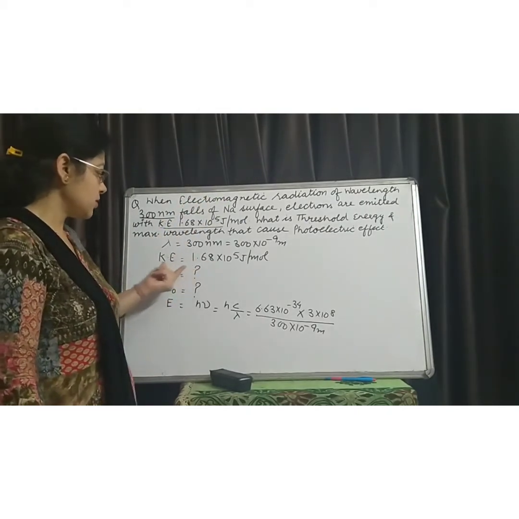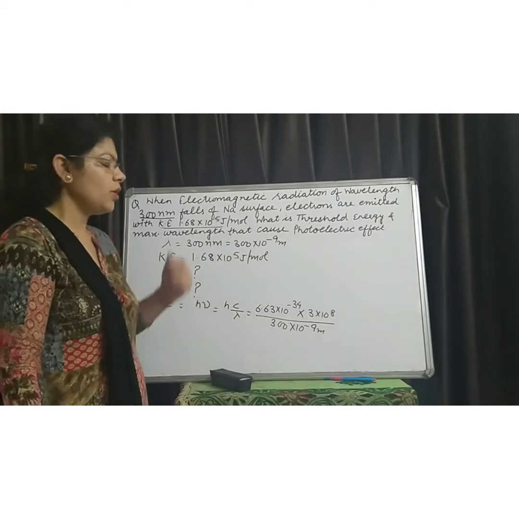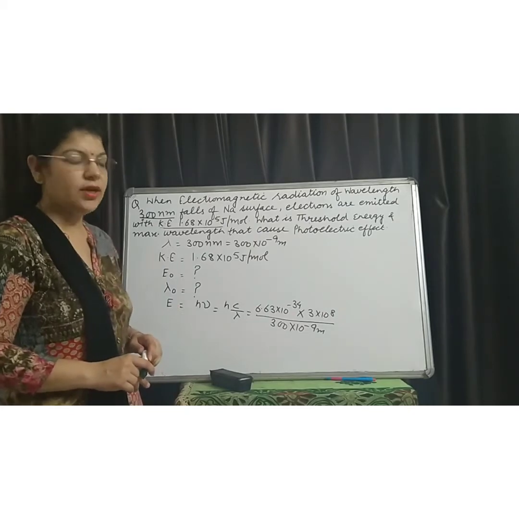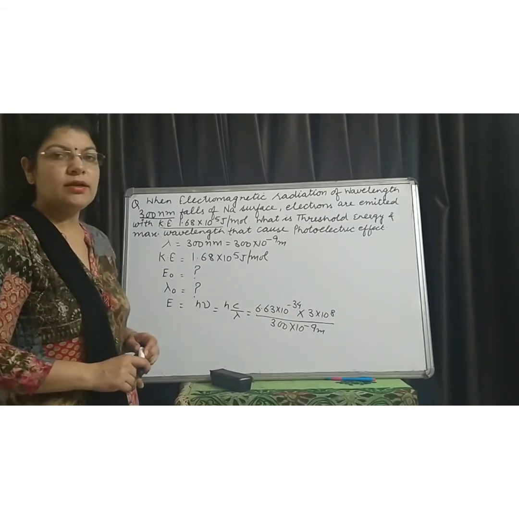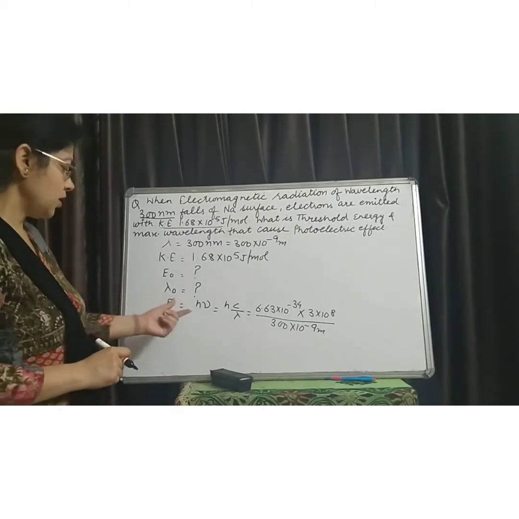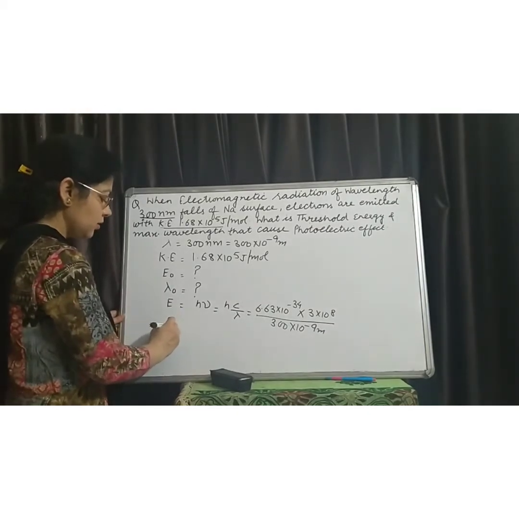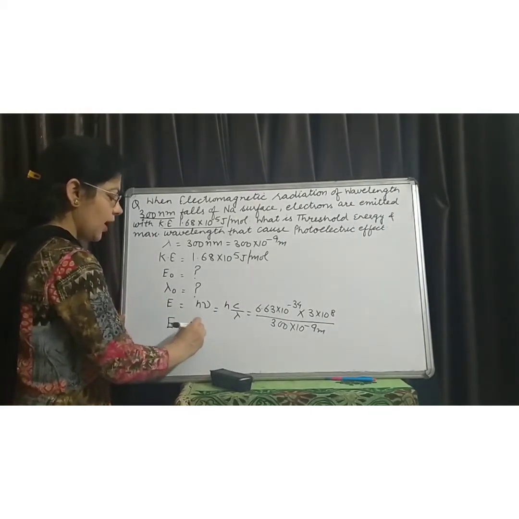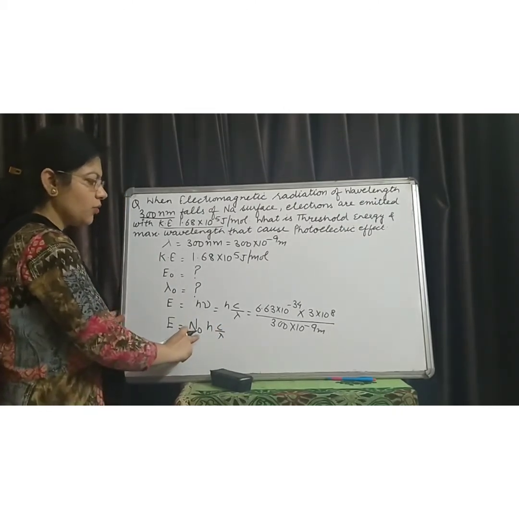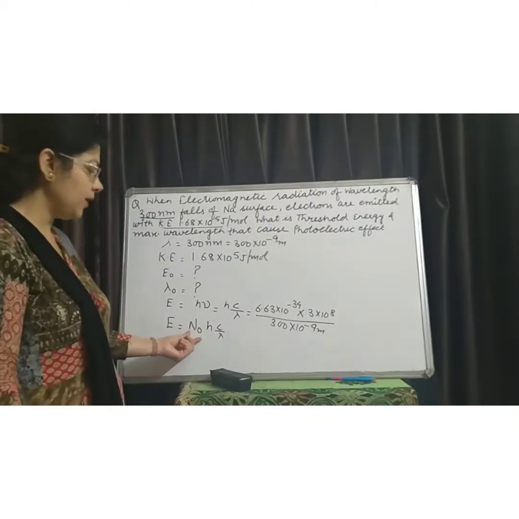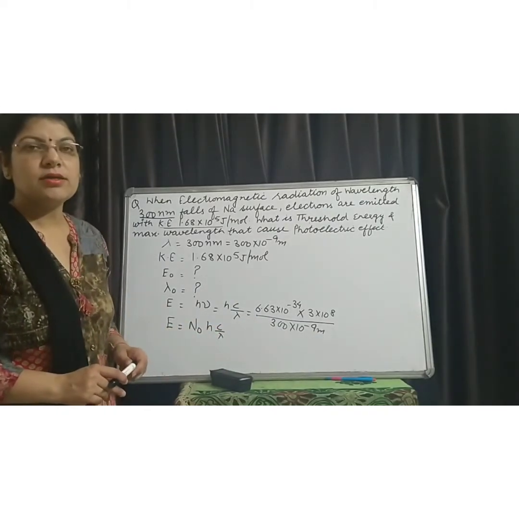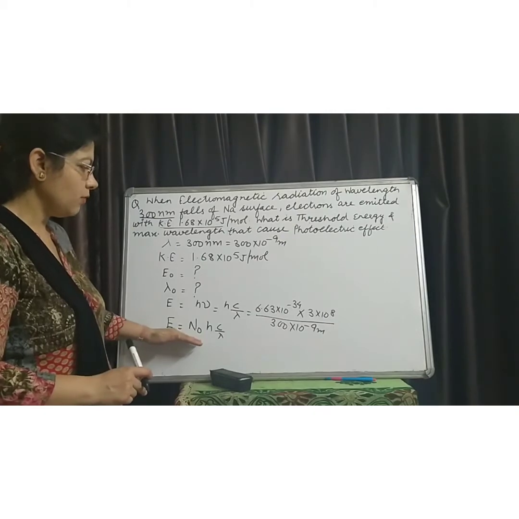In this question, the kinetic energy given is the energy for 1 mole of electrons. So for calculation of the total energy of the radiation, we have to calculate the energy of 1 mole of photons. For this, the total energy is equal to N naught hc upon lambda, where N naught is the Avogadro number. We multiply this energy with the Avogadro number to calculate the energy of 1 mole of photons.